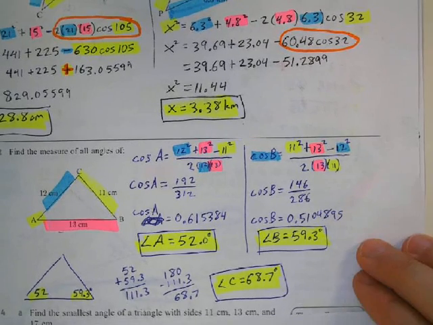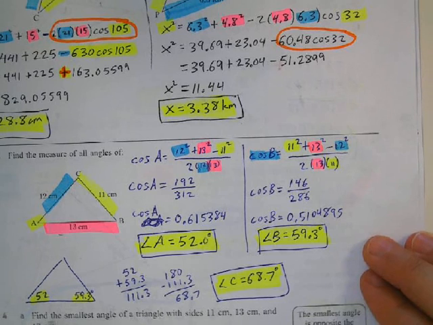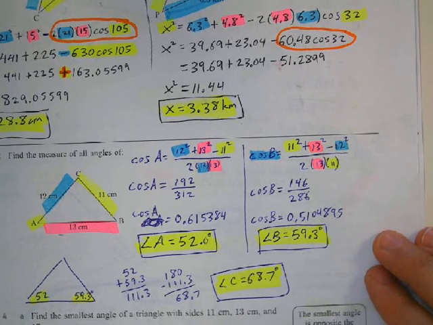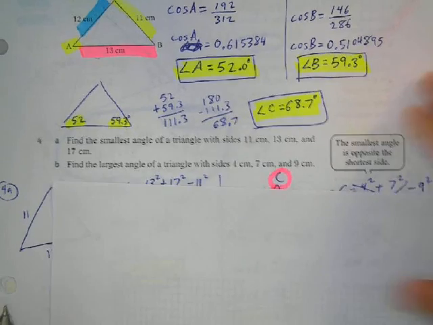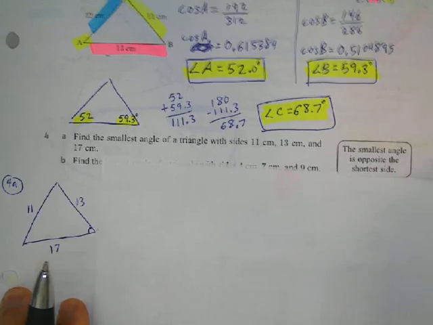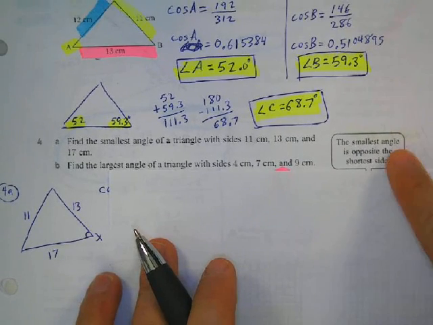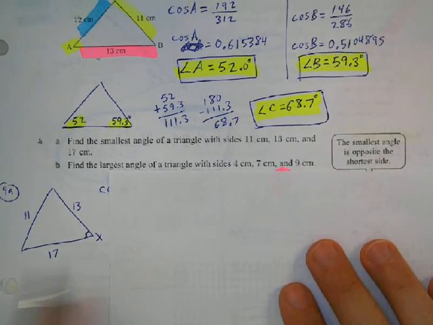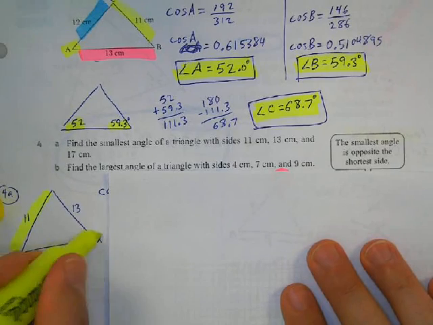Okay. Next one. Find the smallest angle of the triangle, which is 11, 13, and 17 in length. So the very first thing I do is I draw a triangle, and from our note here, the smallest angle is opposite of the shortest side. So the shortest side is 11, so the smallest angle is going to be across from the 11.